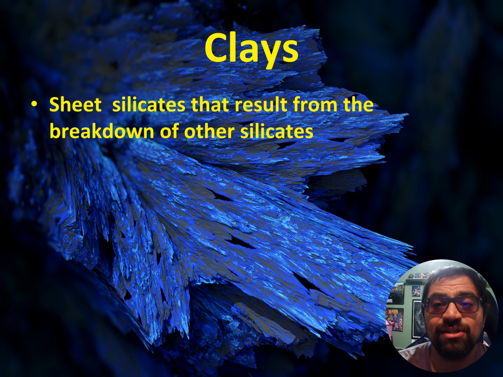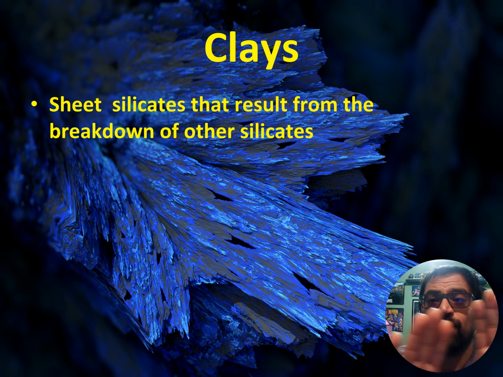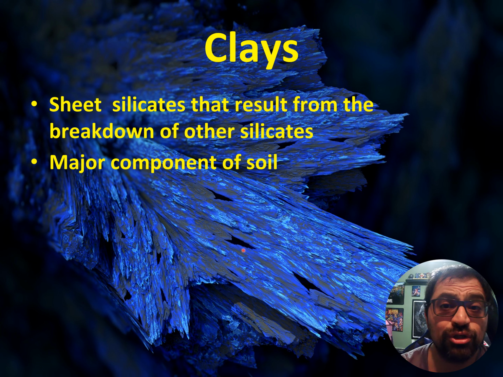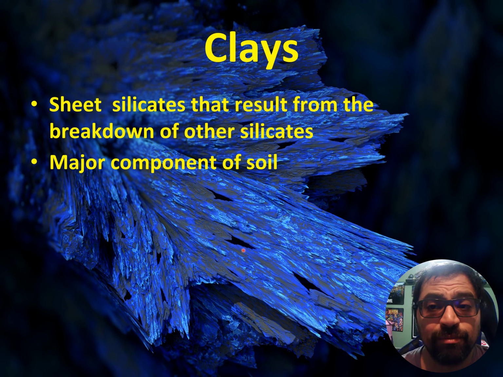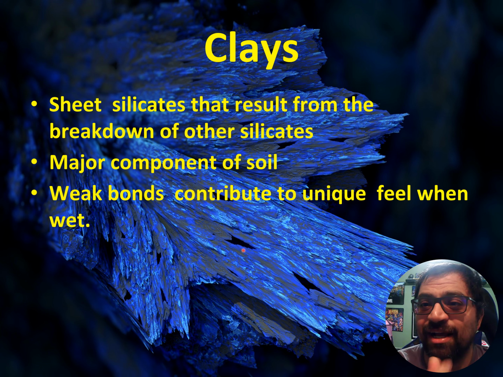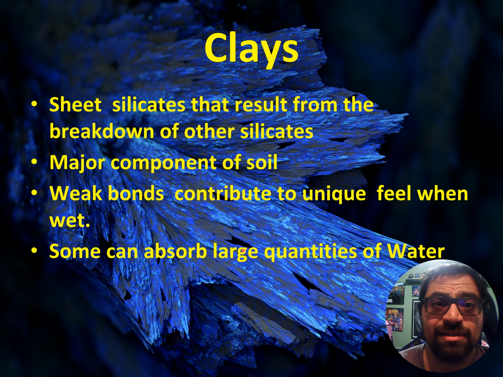Clays. Clays are silicates that tend to form that sheet structure, so lots of the tetrahedra growing together and growing those large flat sheets. A lot of times they tend to come from the breakdown of other silicates. The reason that clays are so important is that they tend to be a major component in a large amount of soils that we would use for different purposes, agricultural and whatnot. They're weak bonds, which is why when you wet clay, it gives you that slimy texture. Everybody knows when you put clay between your fingers, it has a very unique sensation. The weak bonds in the clay give you that sensation.